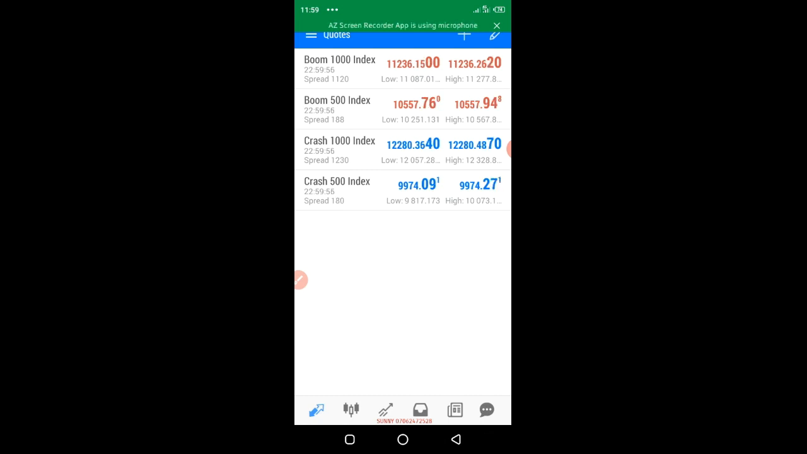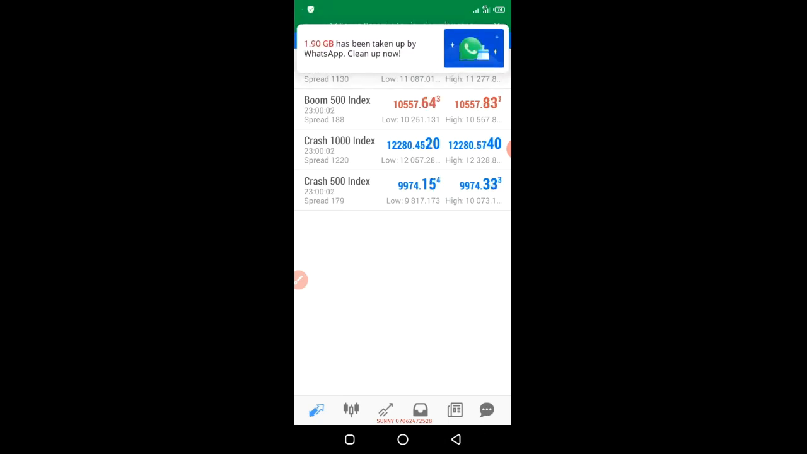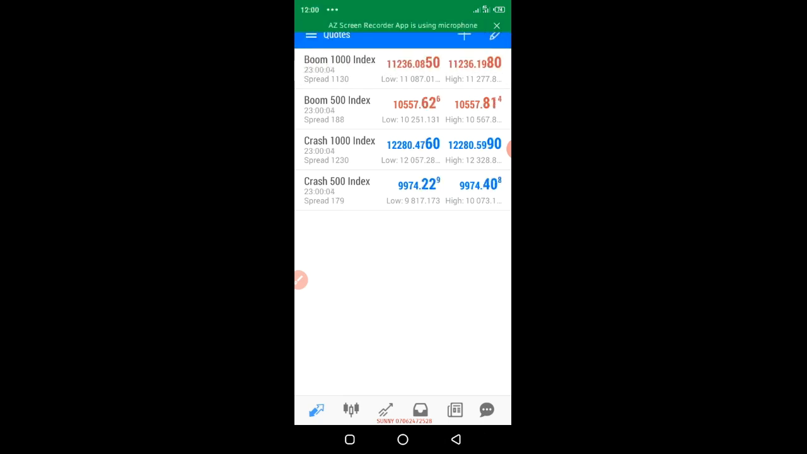Remember, I told you that we only sell in Boom and we only buy in Crash. So we don't buy in Boom and we don't sell in Crash. We only sell in Boom and buy in Crash.